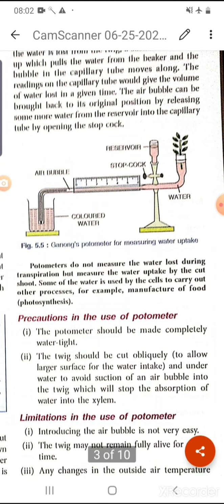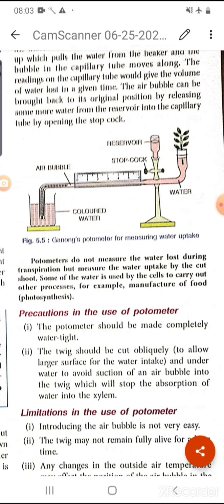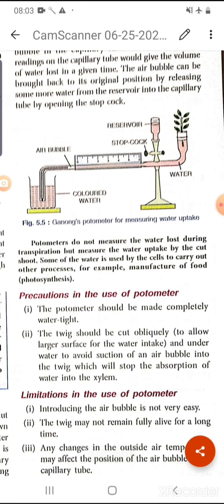When the transpiration process starts, the water will be released from the leaves. That means there is a gap, and that develops a suction force, which pulls the air bubble. You can see the air bubble will move inside this thin portion, and they can measure the reading of the air bubble.